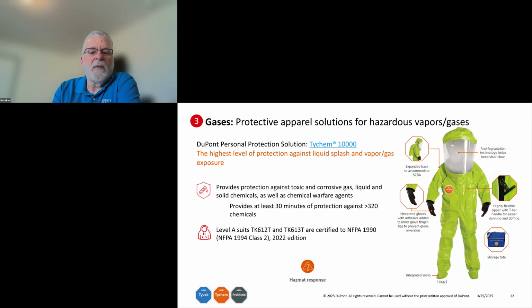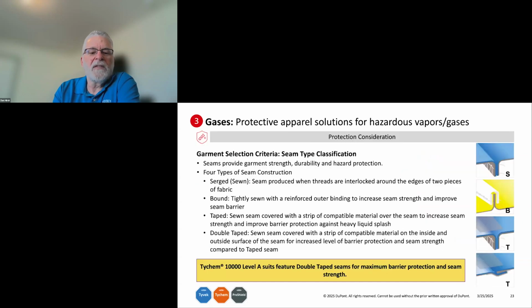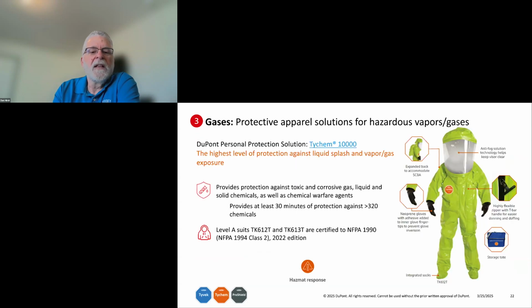Also, I don't want to give you the impression that we jumped straight from 2,000 to 10,000. We have several different fabrics in between, Tychem 4,000, 5,000, and 6,000, and the selection of those is really based on what the hazard is. So we want to go back and look at what that hazard chemical is and select the right fabric material, and then look at the task you're doing while you're in the suit, and that helps you select the garment style. We also have level A suits that meet NFPA standards.